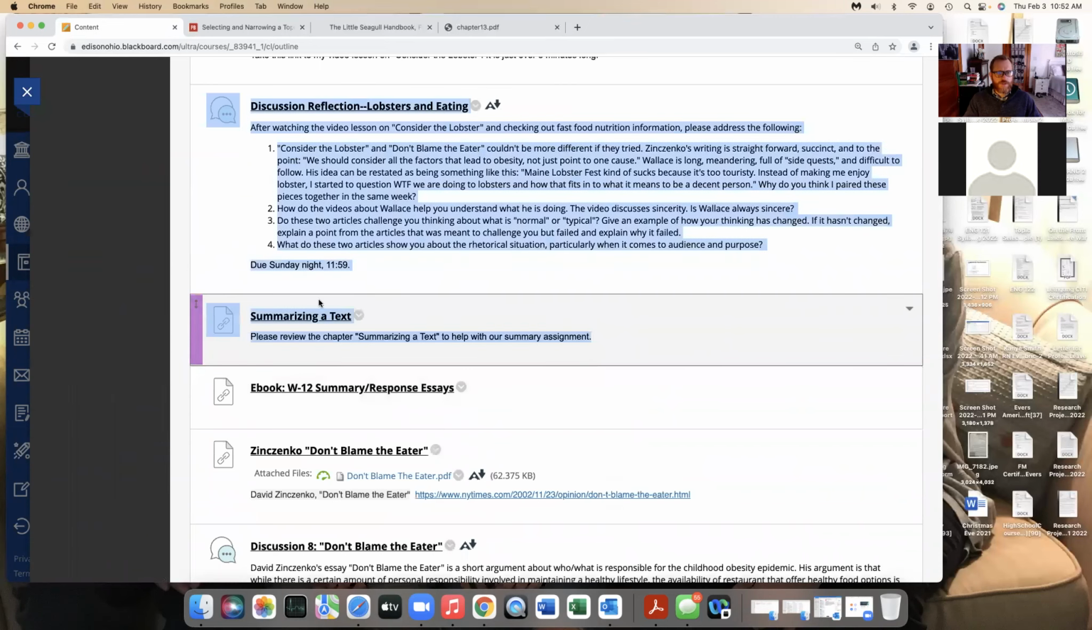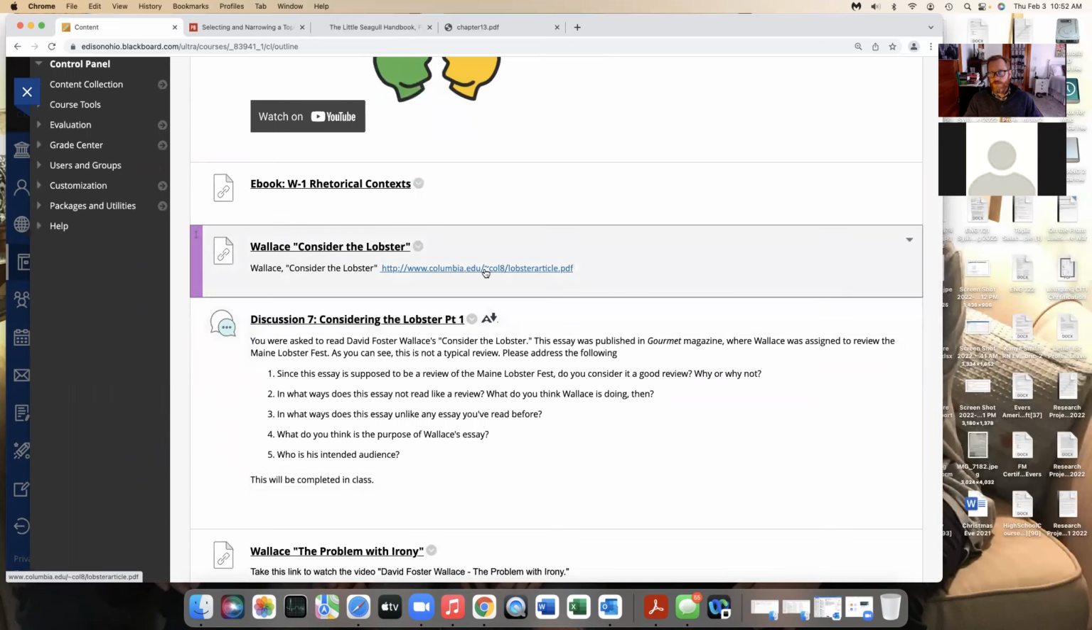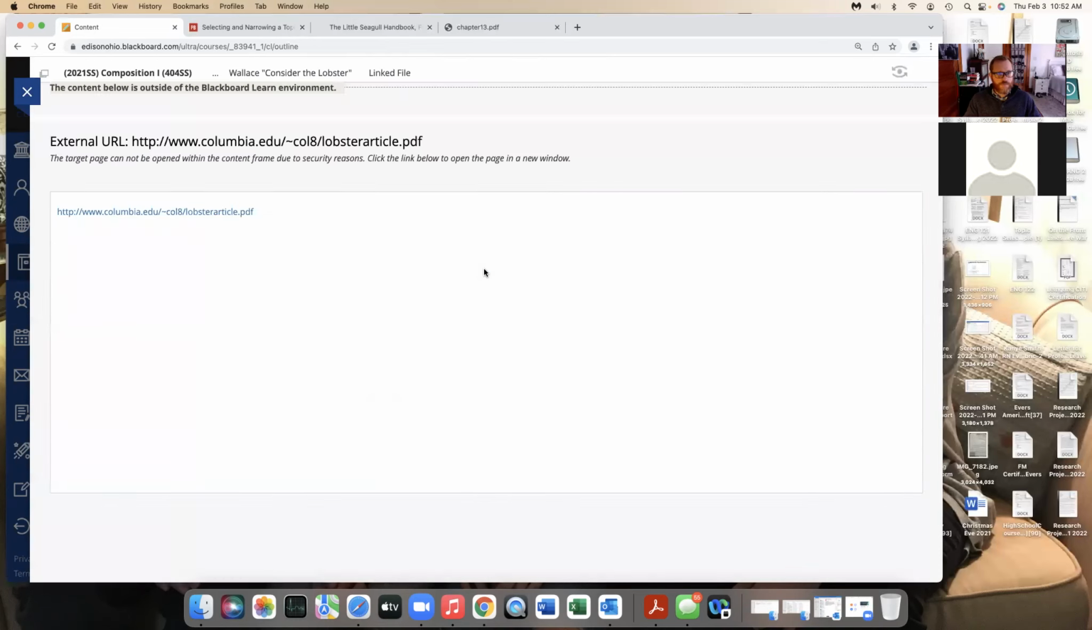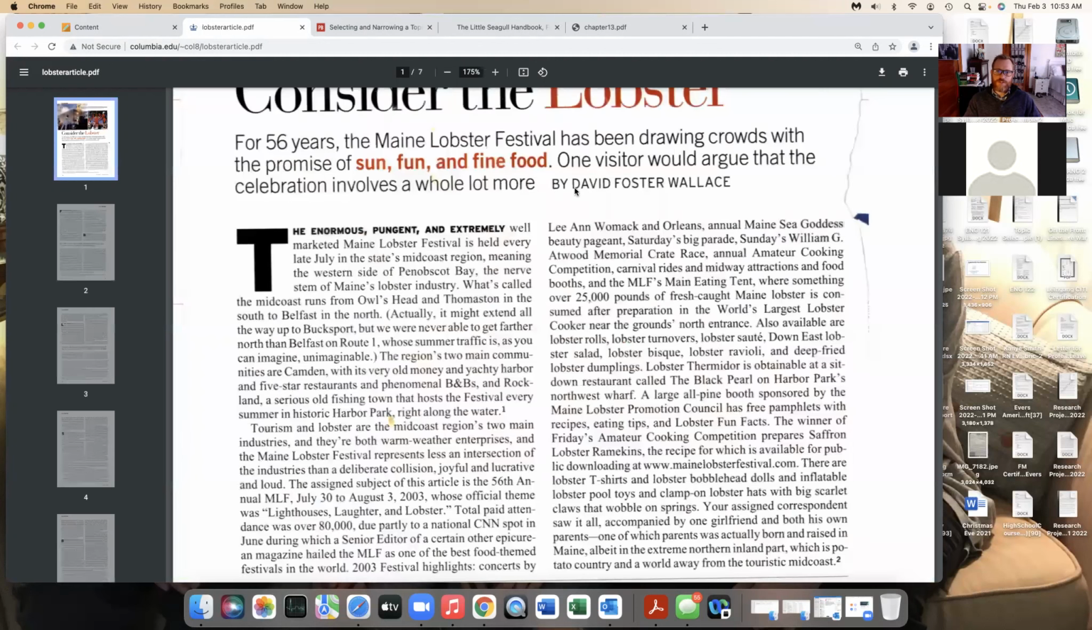So then we got to read this essay, Consider the Lobster by David Foster Wallace. It's a PDF. I will warn you, it is a strange, weird essay. I am not expecting anybody to read this and get it right away, to be able to follow it all the way, because it's just different. David Foster Wallace was a different type of writer.